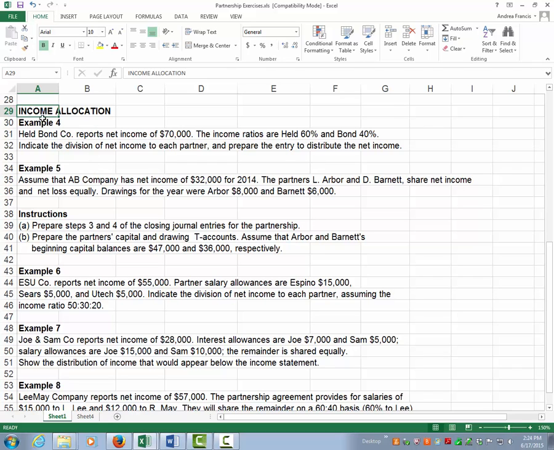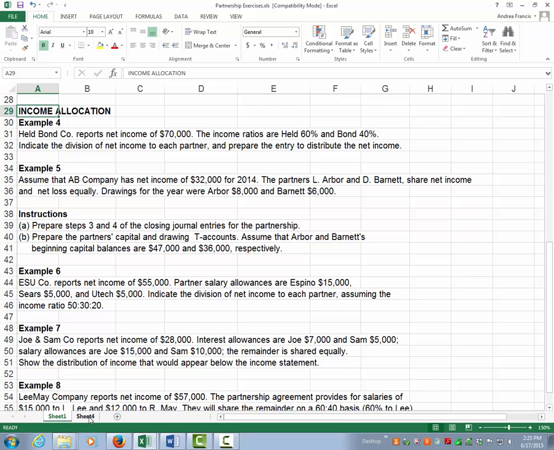So in example number 4, Held Bond Company, which is the partnership, reports net income of $70,000. The income ratios are as follows, meaning this is what each partner gets. Partner Held gets 60% and partner Bond gets 40%. And the question says indicate the division of net income to each partner and prepare the entry to distribute the net income. So how would you go about this? Well, it's fairly simple, right? You are going to take the $70,000 and then just distribute it between these partners. One gets 60% and one gets 40%.